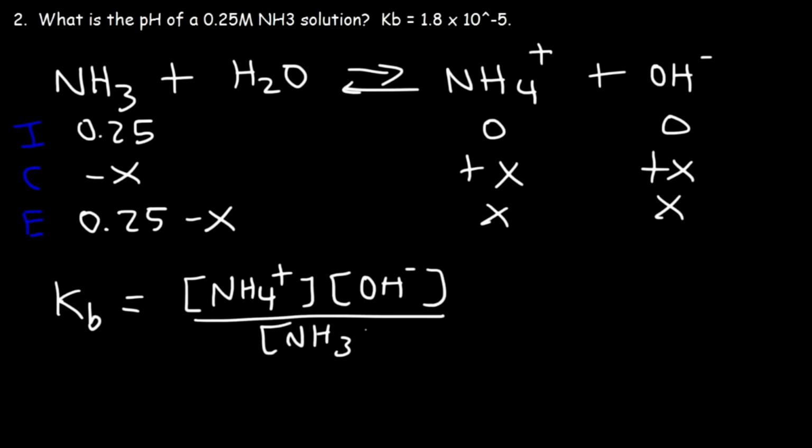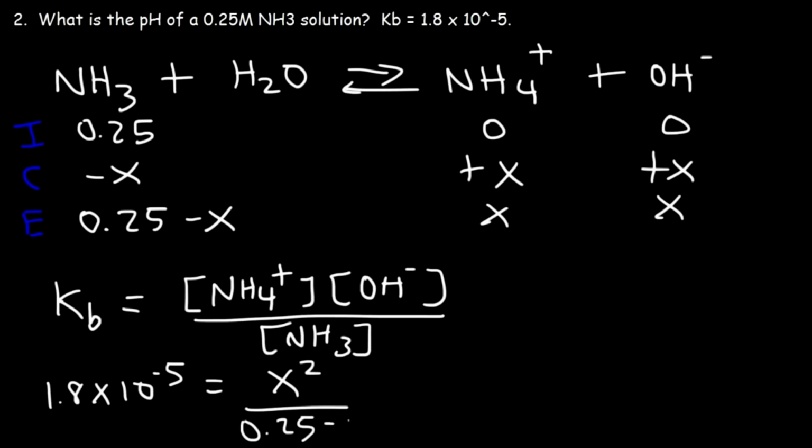And don't include water. Now Kb, we know it's 1.8 times 10 to the minus 5. NH4 plus and OH minus, they're both equal to x. X times x is x squared. And NH3 is 0.25 minus x. But since Kb is small, we could ignore the x that's next to the 0.25. So we're going to get this equation.